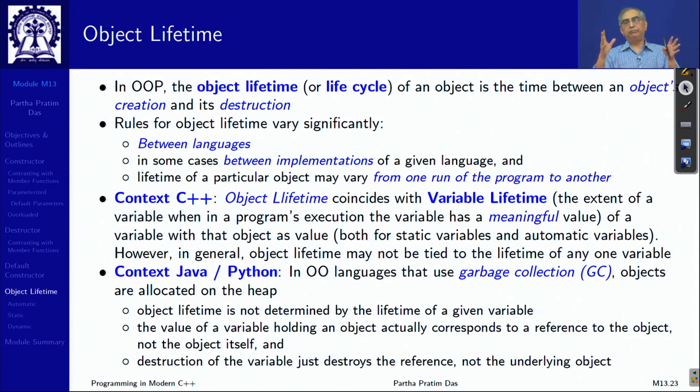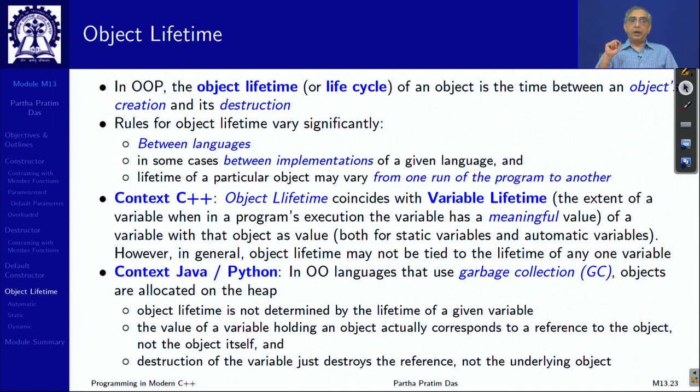In several languages this concept is there. It is called object lifetime or life cycle, but the meaning of that may vary from time to time. For example, in C++, the object lifetime primarily relates to, coincides with the variable lifetime. The variable is in the scope, the object is there. When the variable is no more accessible, the object is not accessible.